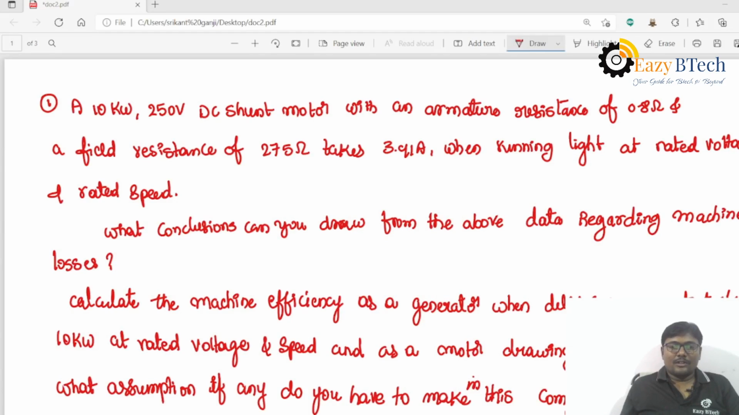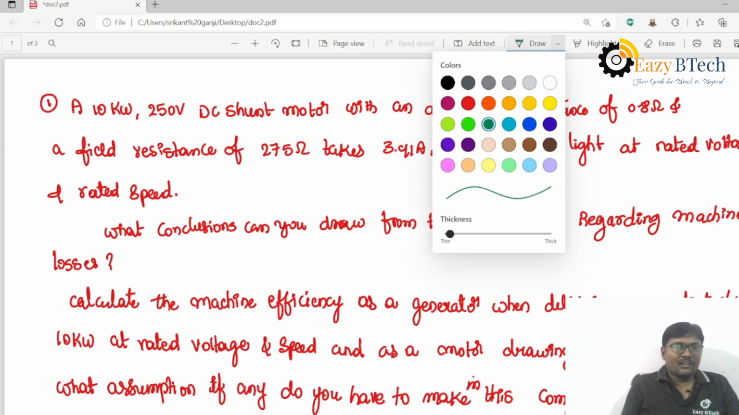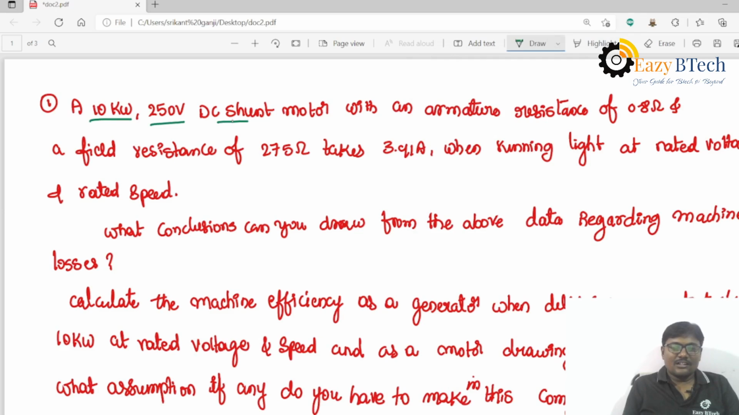This is the most important problem on Swinburne's test. A 10 kilowatts, 250 volts DC shunt motor with an armature resistance of 0.8 ohms and field resistance of 275 ohms takes 3.91 amperes when running light. Light means under no load condition at rated voltage and rated speed. What conclusions can you draw from the above data regarding machine losses?